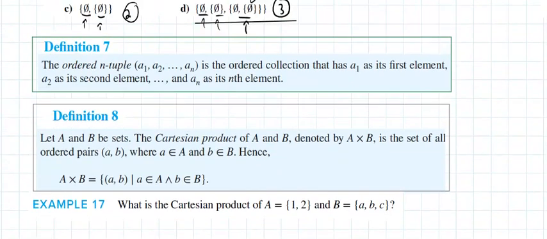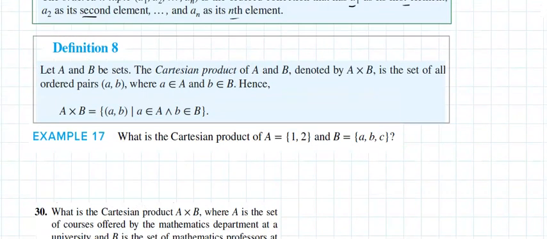So definition 7 talks about the ordered n-tuple, the ordered collection with A sub 1 as the first element, A sub 2 as the second, and so on. And we're going to do examples on each. And let A and B be sets. The Cartesian product of A and B, denoted by A cross B, is the set of all ordered pairs (a, b), where a belongs in the first and b belongs in the second. So all the elements (a, b) such that a is in A and b is in B.